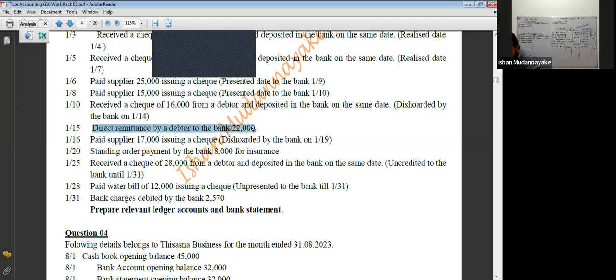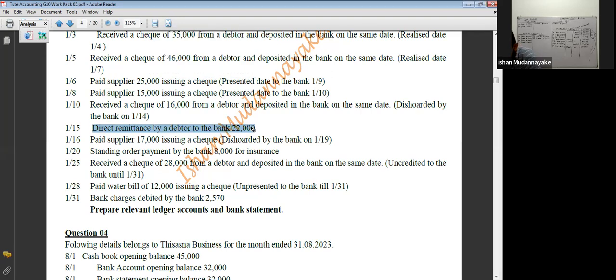Right. Now, my next transaction. Look at the 15 January transaction. Here, direct remittance by a debtor to the bank, 22,000. Direct remittance by a debtor.